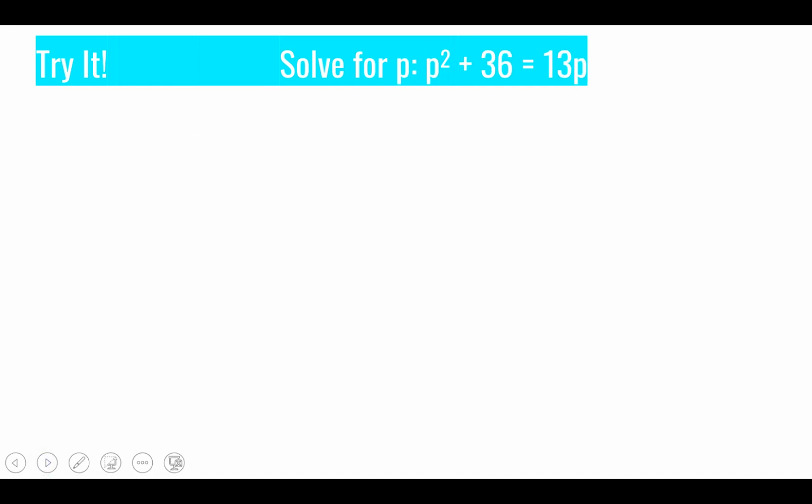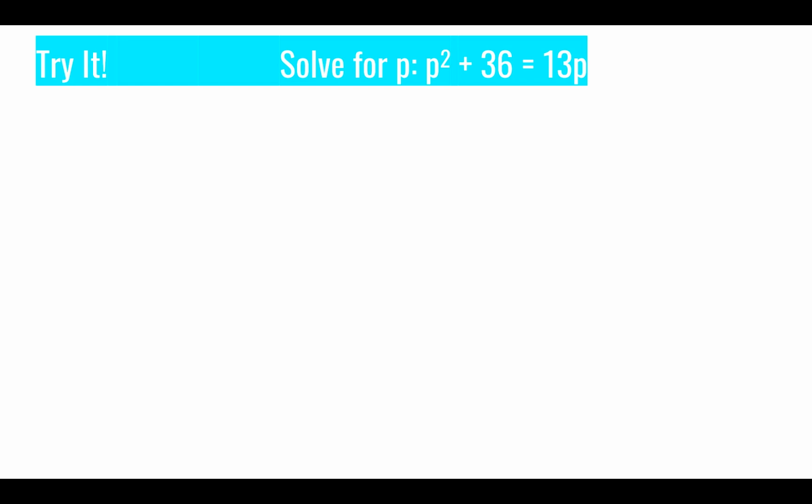Okay, here we go. P squared plus 36 equals 13P. All right, so yeah, well, what's on the wrong side? The 13P is on the wrong side, right? Before I move it over, is it in standard or factored form already?